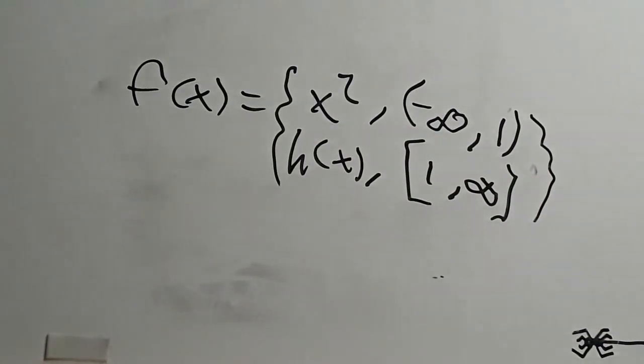Alright. So what's the value of x squared at 1? Well, that's 1. That's going to be the maximum value of the domain for that part of the function. That's why it's called a piecewise function, because it's in pieces. You know?